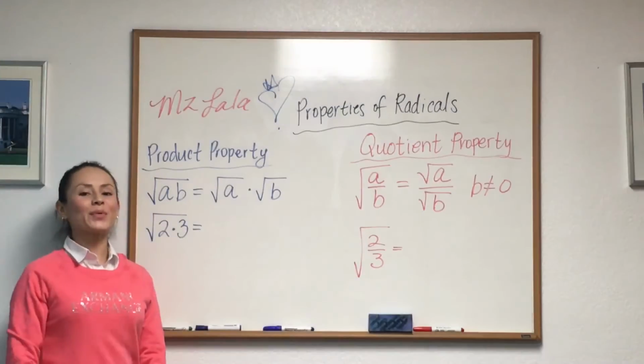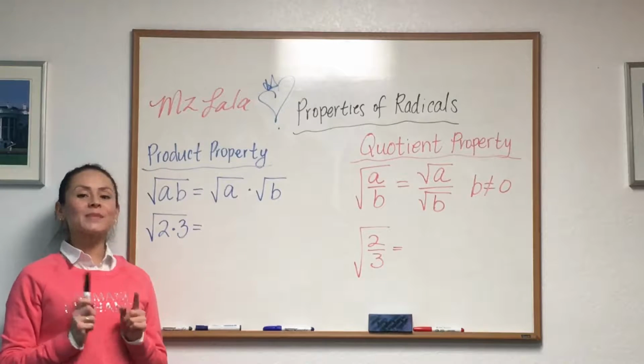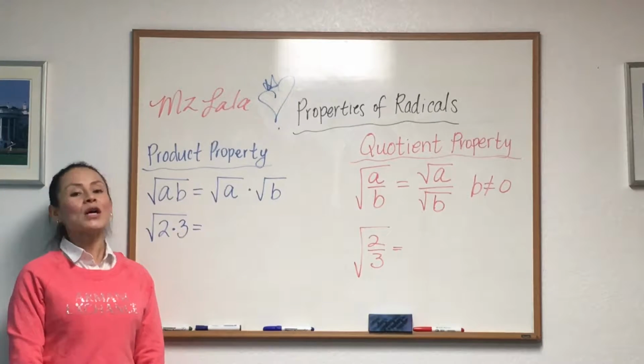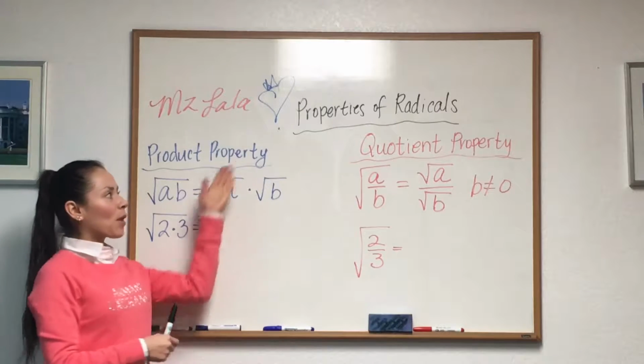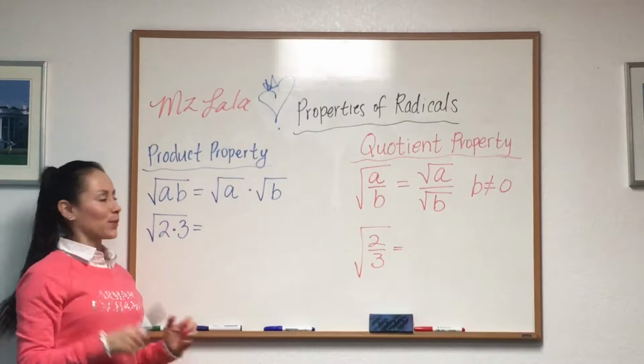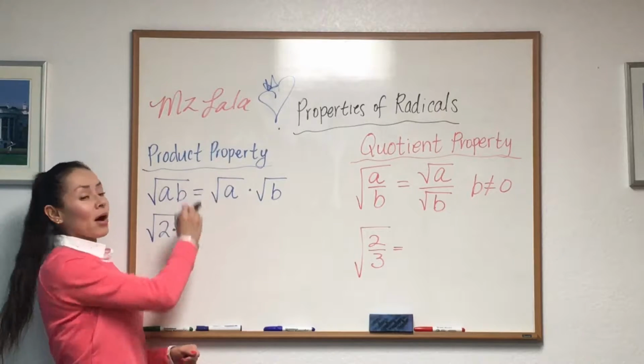Hey everyone, in my previous video we went over some symbols, and we actually went over the square root symbol. So now we're going to go over properties of radicals, and radicals are when we have square roots. So let's look at the product property.